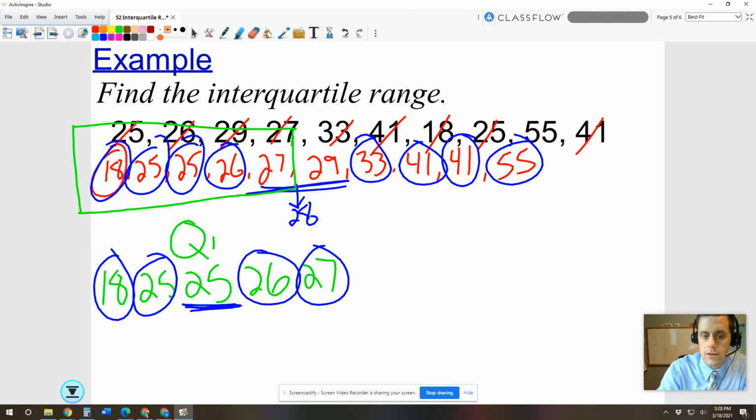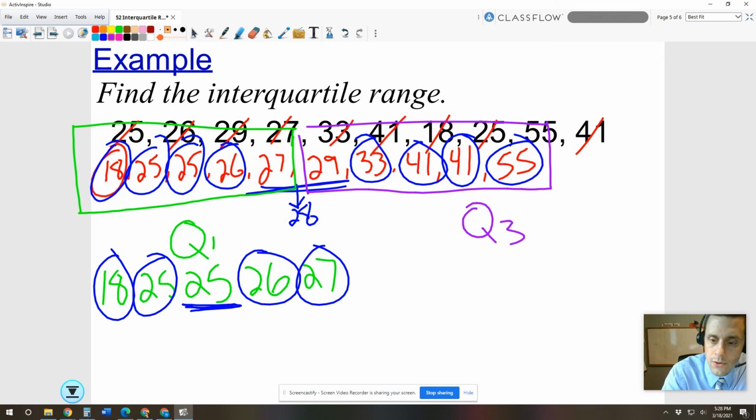Now let's complete Q3 by taking all values above the median. The median was 28, so I want all values that are larger than that 28. So 29 and up in this case. We have 29, 33, 41, 41, and 55.